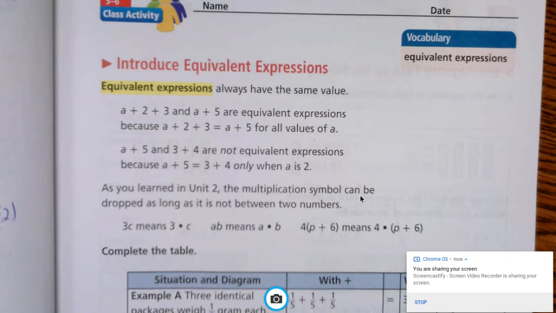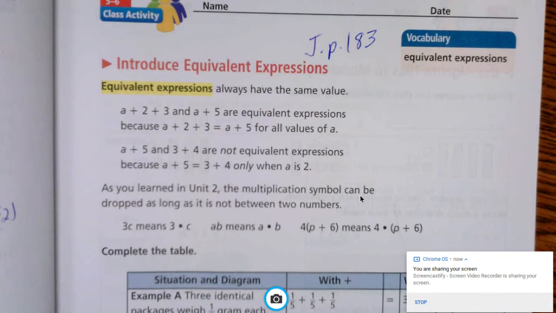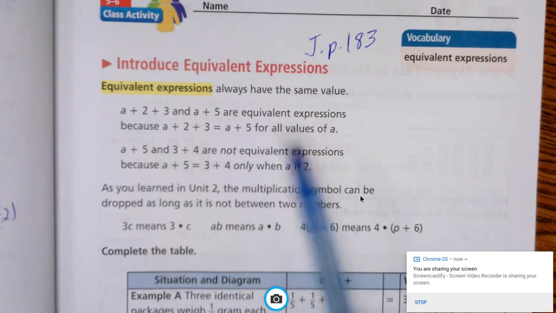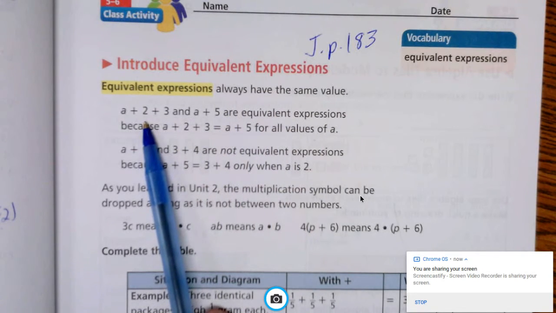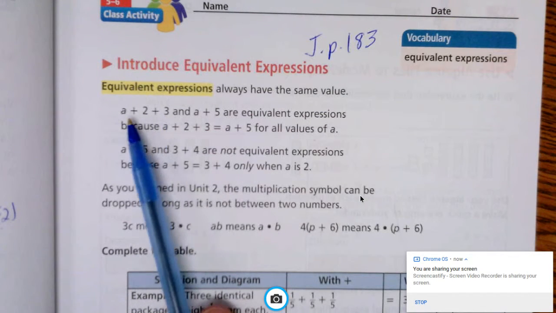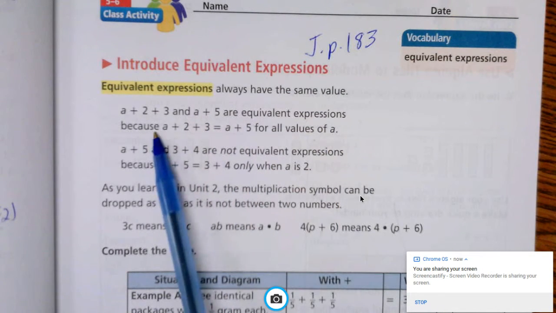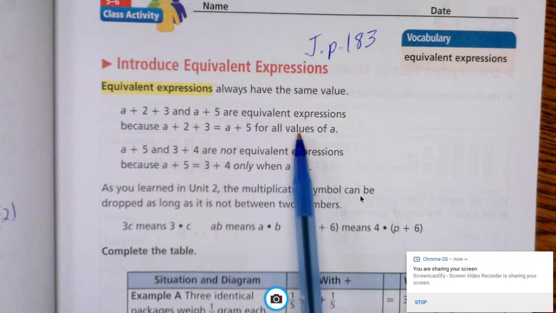So before we move into page 183, this is journal page 183. We do see a vocabulary word, so we need to review this. So we'll read through this. We have the same value that's expressed. So we can think of a plus 2 plus 3, which would be a and 5. And a plus 5 are equivalent expressions because a plus 2 plus 3 equals a plus 5 for all values of a.